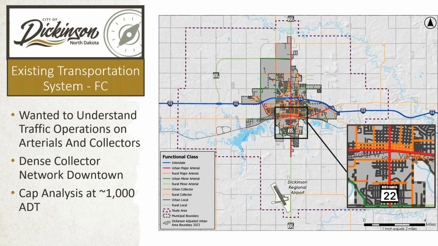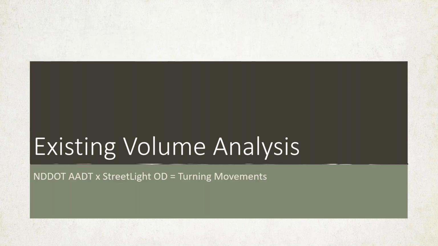We also looked at capping our analysis for these roadways, anything less than 1,000 daily trips. We did end up cutting those intersections out of the model in just a way to simplify this process of looking at 100+ intersections. So with that, I'll turn it over to Ben to talk more about how we developed our volumes for this analysis.